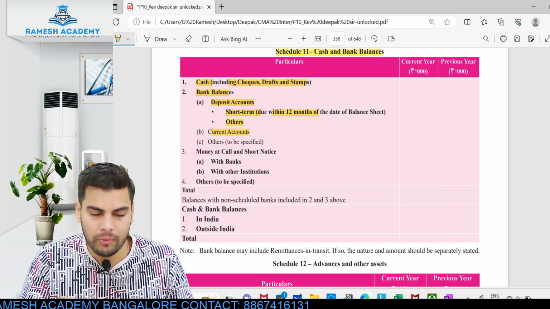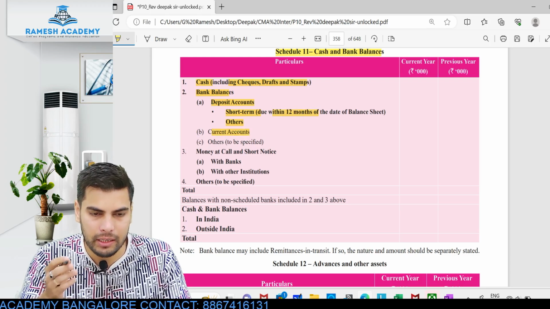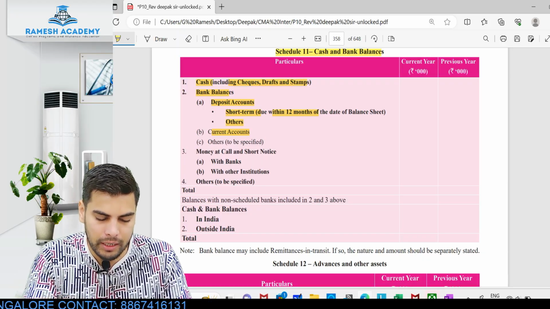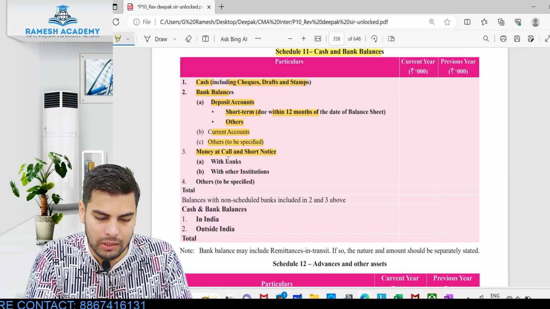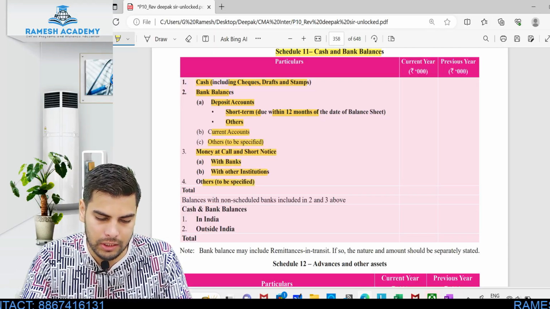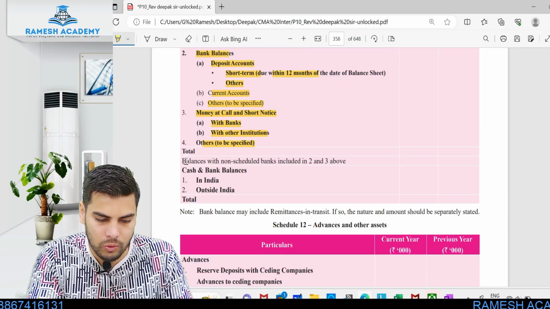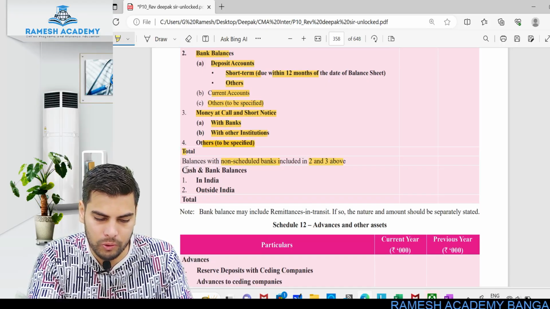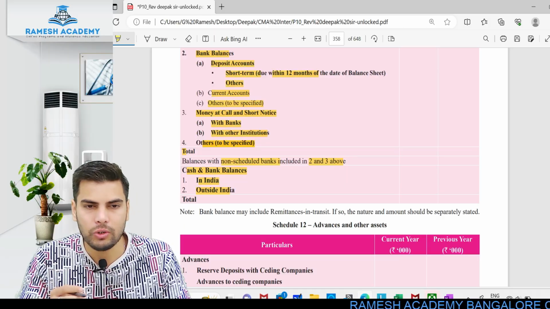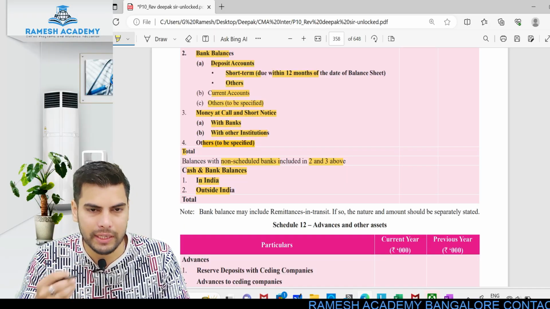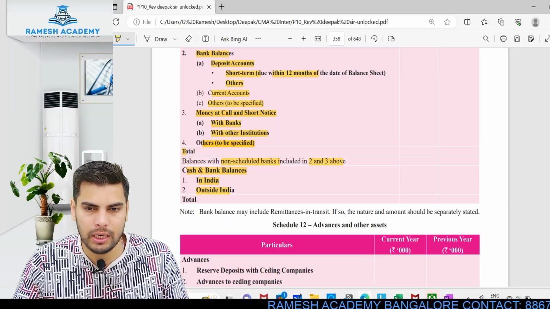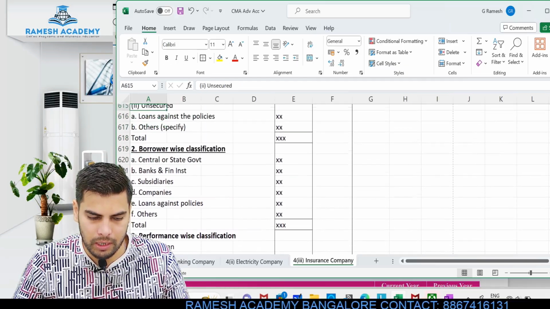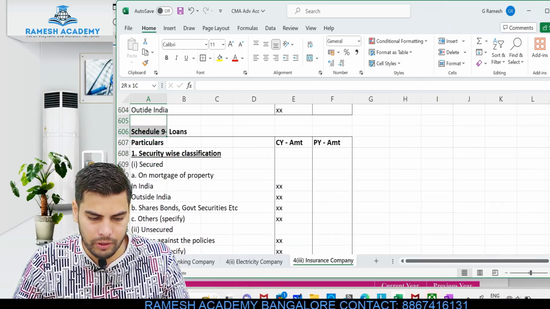The deposit or the bank balance whatever you are maintaining in current account, the amount you are maintaining in deposit account, and others. Money at call or short notice with banks and with other financial institutions, and others. Then you get the total. Balance with non-scheduled bank, included in 2 and 3 above, you will have to show separately. Non-scheduled bank situated in India and outside India, if you are maintaining any balance as an insurance company, you will have to disclose it separately. Let me draft schedule number 11, relating to your cash and bank balance.